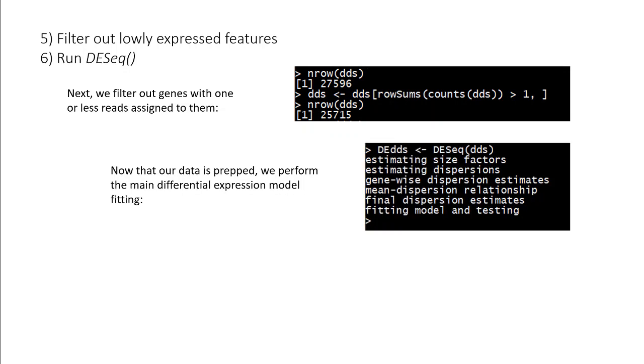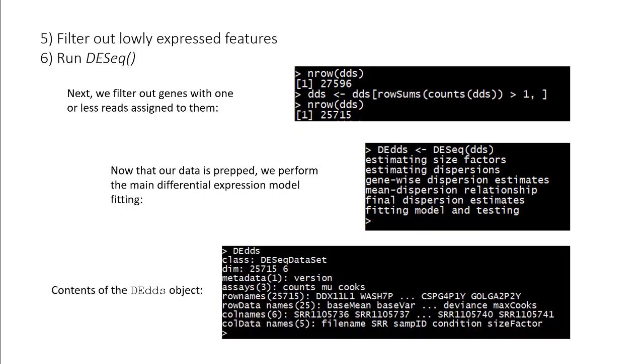Calling DESeq with our data structure as the input, it will indicate the various steps it is performing. Here we've assigned the output to a new variable, dedds. Looking at the contents of this output, we see all of the metadata transferred over from our original data structure. It is from this new data object we've created that we can extract our dispersion estimates, log fold changes, and significant results.